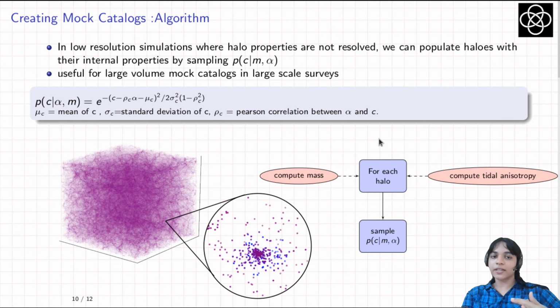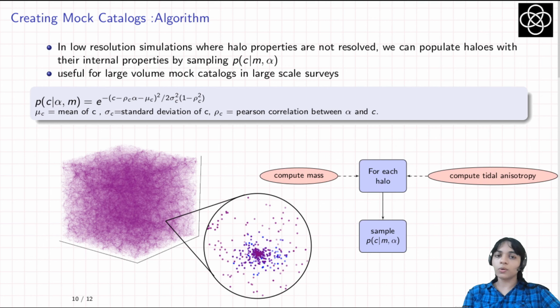We finally come to the algorithm which describes how to create the mock catalog. For each halo in the large volume simulation, we can compute the mass and the tidal anisotropy, both of which are resolved, and use these to sample P of C given mass comma alpha. In low resolution simulations where halo properties are not resolved, we can populate the halos with internal properties by using this algorithm.